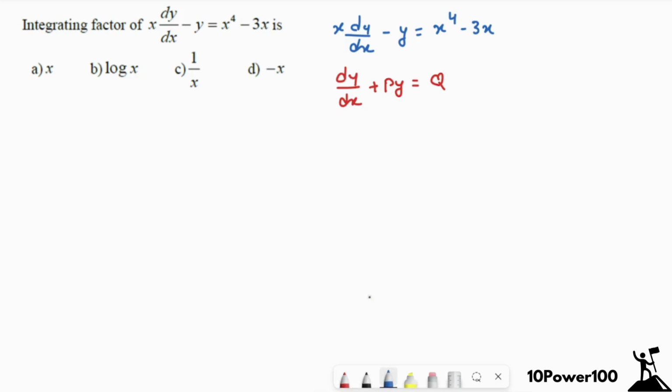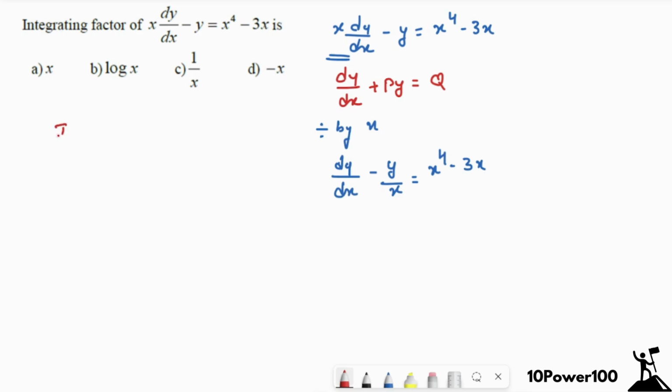Now the given equation is not in that form. If you observe carefully, along with dy by dx we have the x variable, so that's the reason. So we'll divide the whole equation by x. If we divide the first term, x and x cancel out, and we get dy by dx minus y by x is equal to x power 4 minus 3x. Now we have to find the integrating factor. So you all know the term.